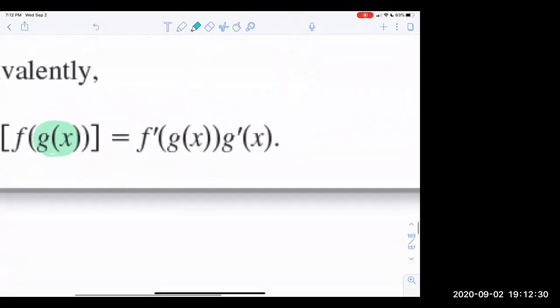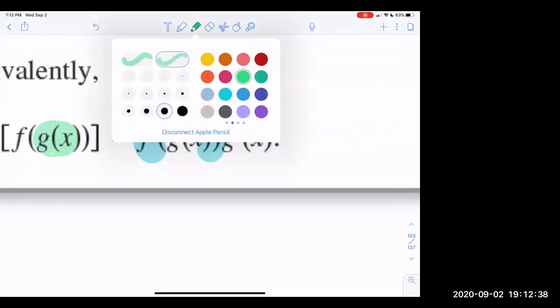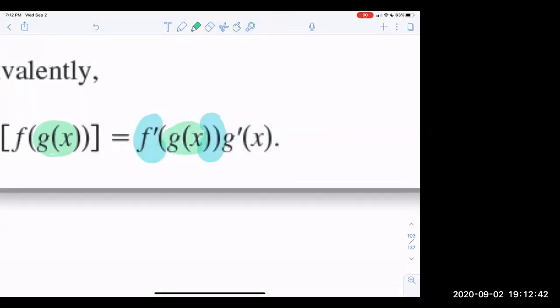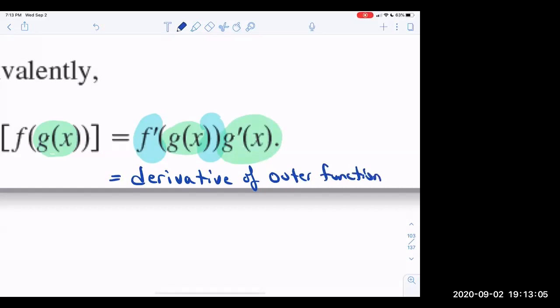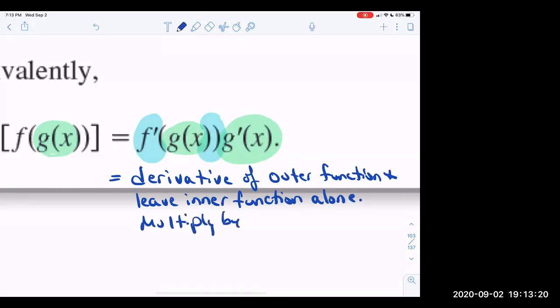Well, the derivative of that composite function is equal to the derivative of the outer function where that inner function does not change, still is g of x, times the derivative of the inner function, which is super simple. It doesn't look like it in all this math-ese, but it's super simple. So we take the derivative of the outer function and leave the inner function alone. And then multiply by the derivative of the inner function.